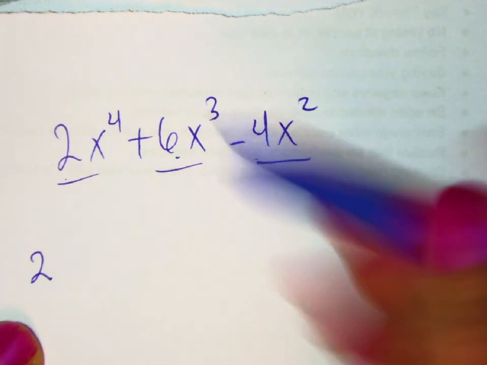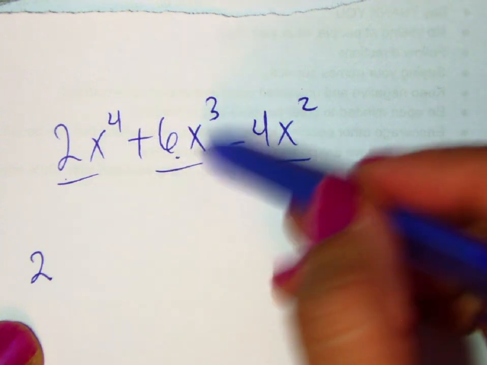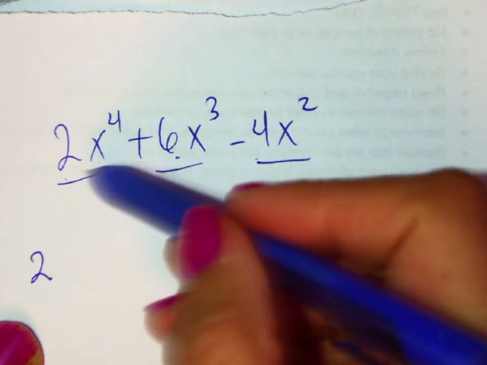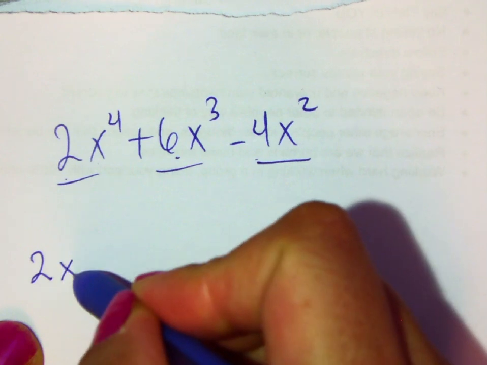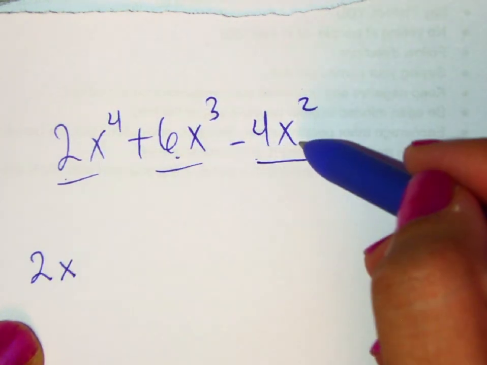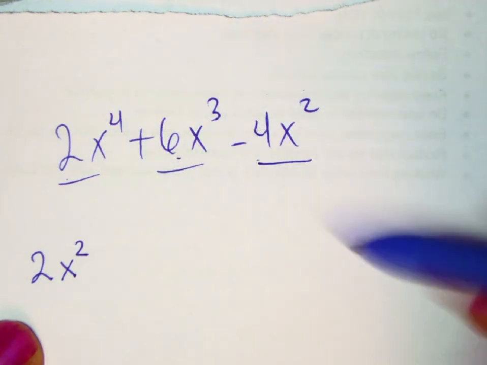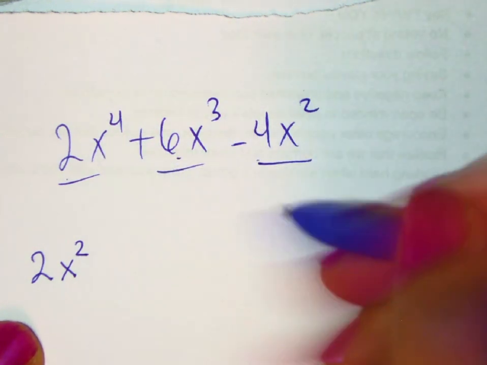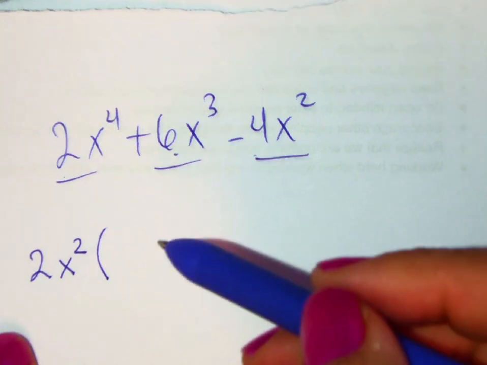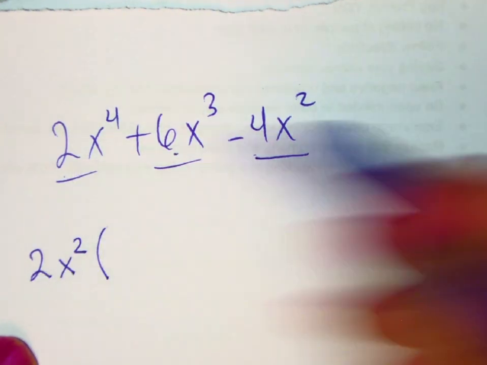But now let's look at the variables. X to the fourth, x to the third, x squared. All 3 terms have a variable of x. And the highest amount of x's that we can divide by is x squared. They all have at least 2 x's that we can remove. So that concludes getting the GCF from that polynomial.